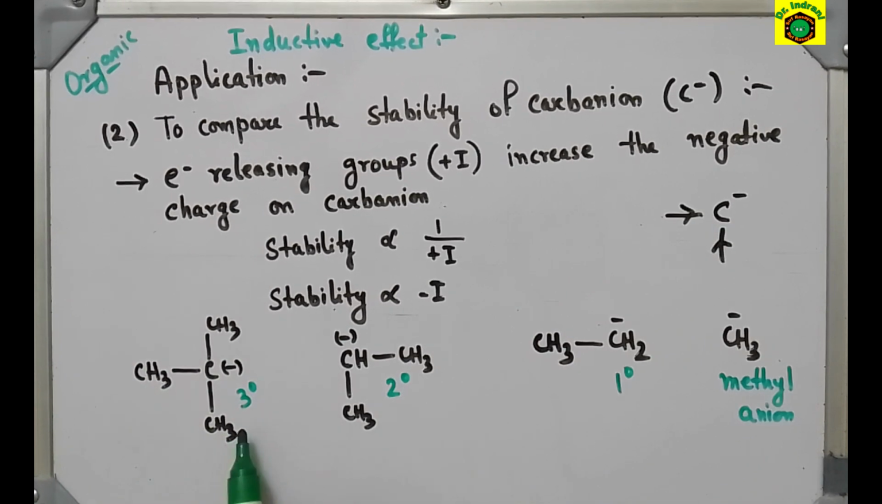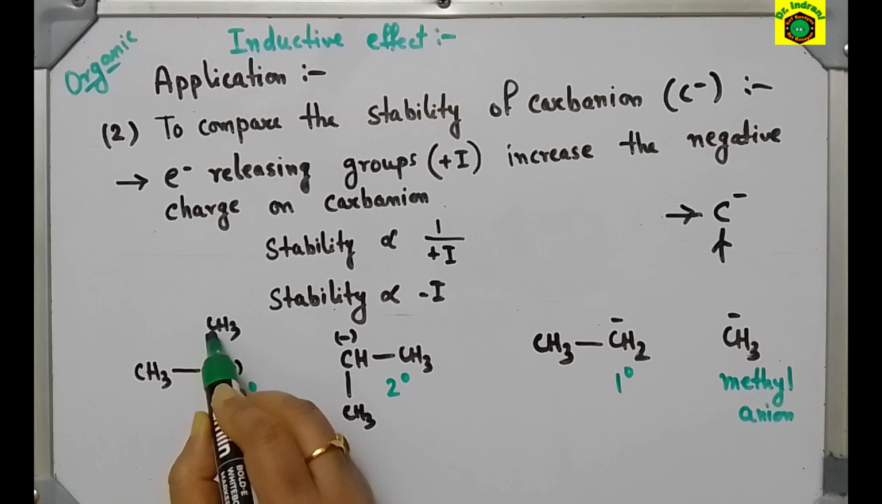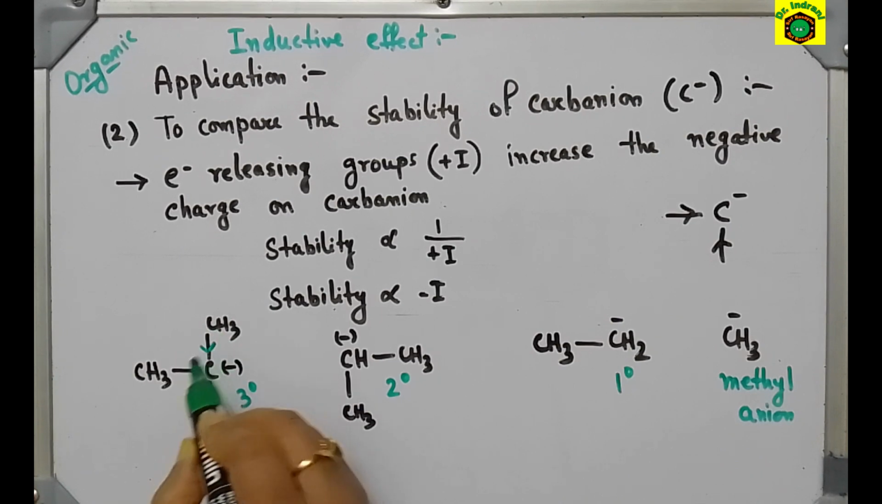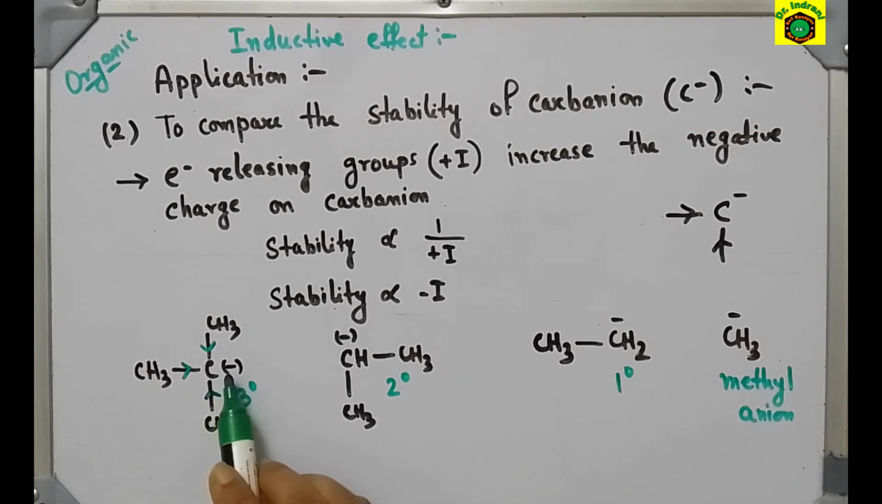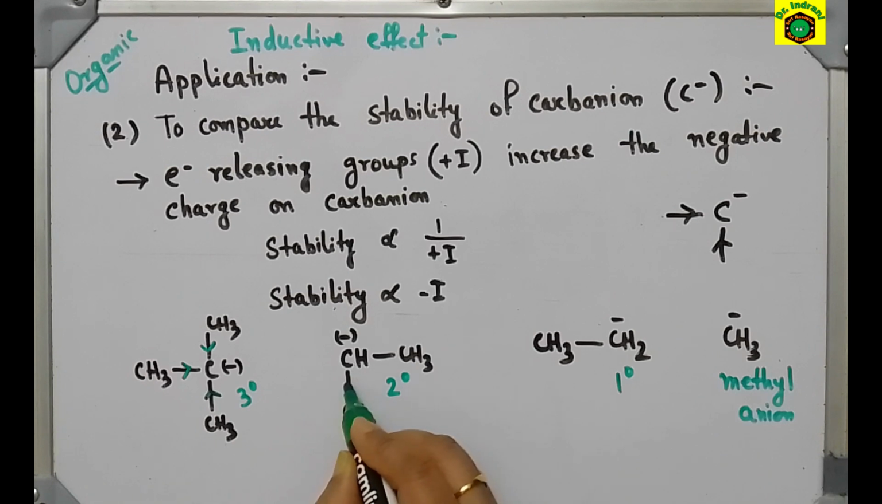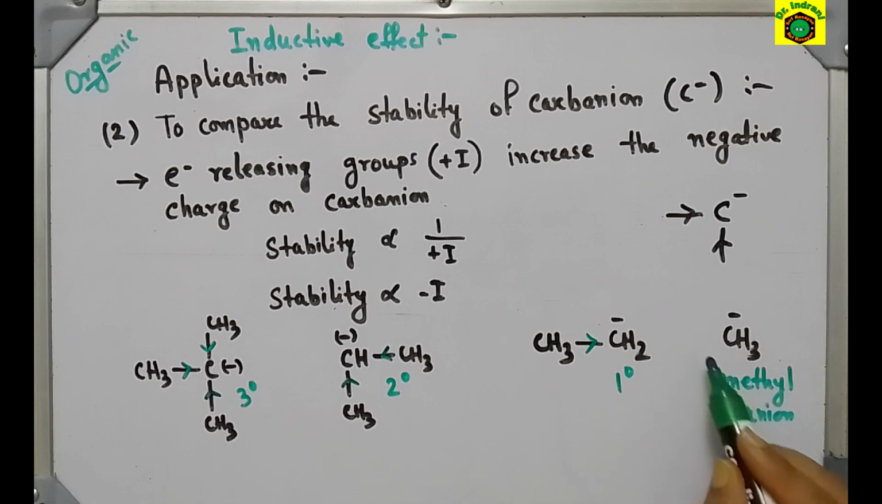Now see, this is tertiary, this is secondary, this is primary and this is methyl carbanion. So it is attached with here 3 methyl groups having plus I effect. So they will release electron in this direction. So negative charge density will increase on this carbon and species becomes least stable. Here 2 such groups are there. Here only one methyl group is there. Here no methyl is there adjacent to that C minus.